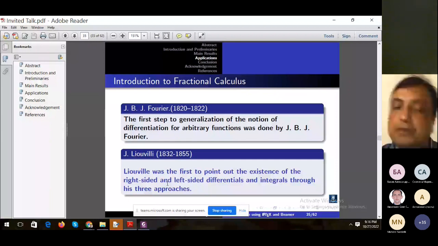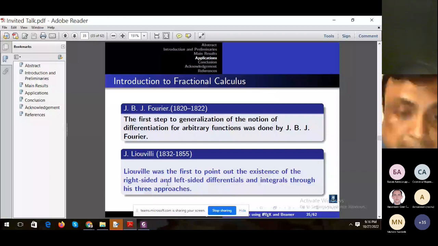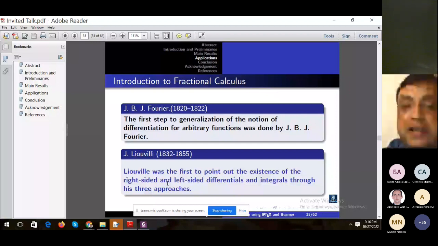Here I strongly mention that the Mellin-Barnes contour integral is very important to follow the mentioned work by Liouville, because when we are dealing with the Mellin-Barnes contour integral, then we have the loop and the poles on the left-hand side and right-hand side, and we easily understand the behavior of the function. So this approach was given by Liouville for the first time.